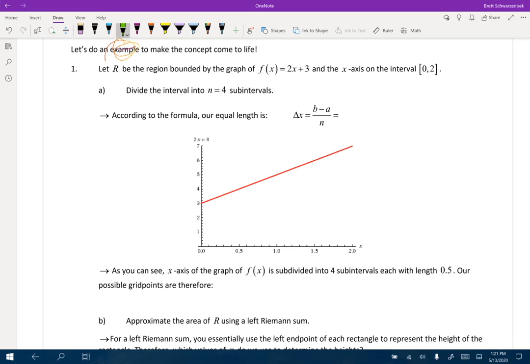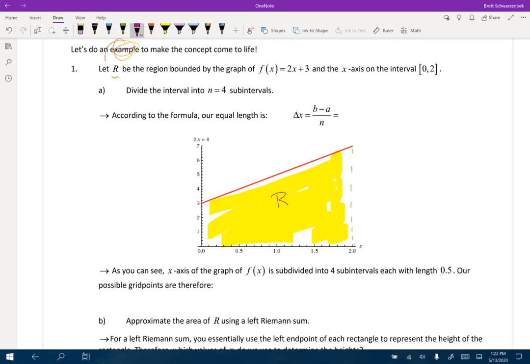It says for number one, let R be the region bounded by the graph of f of x equals 2x plus 3 and the x-axis on the interval 0 to 2. So basically, what are they saying? They're saying that we have this region right here, which we can shade in if we want. I'm just doing an estimate here. It doesn't have to be perfect. And we're calling this region R, okay?